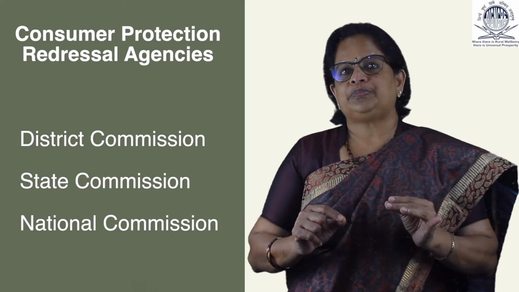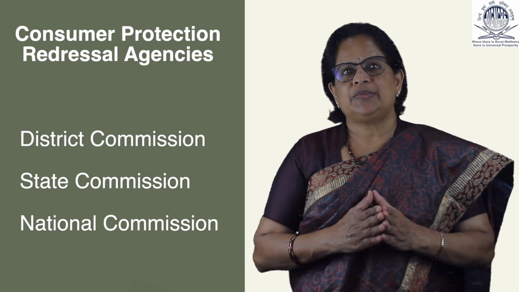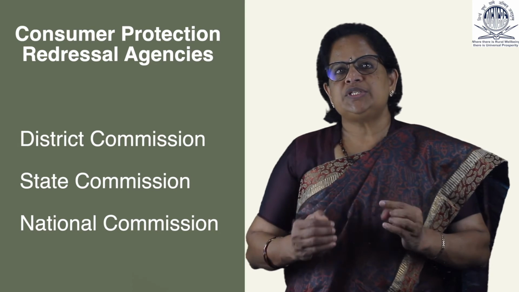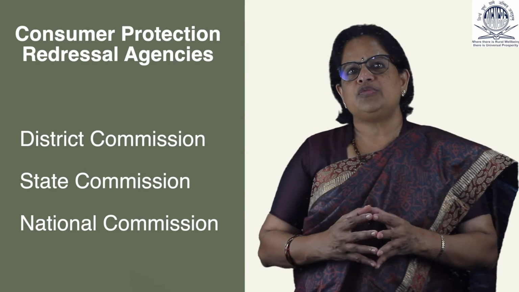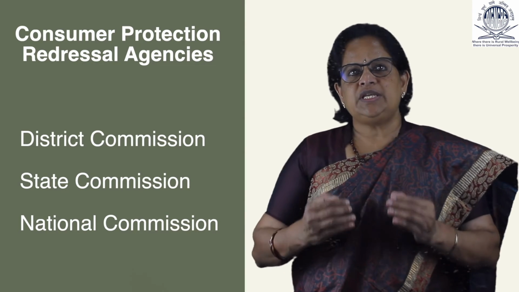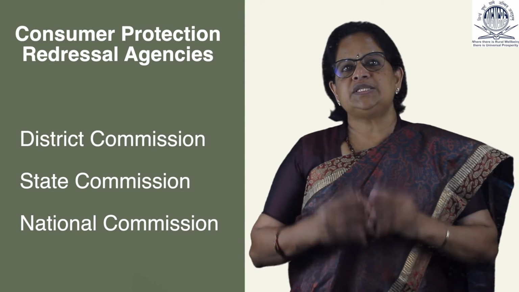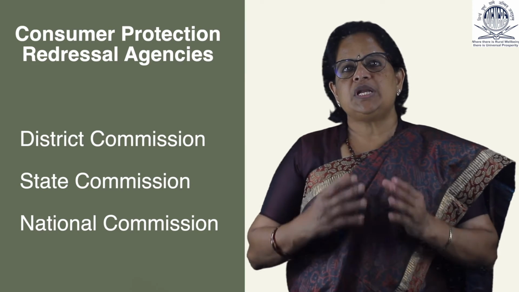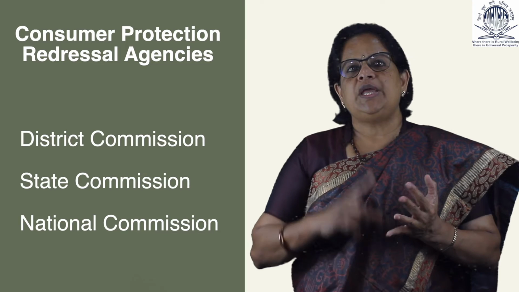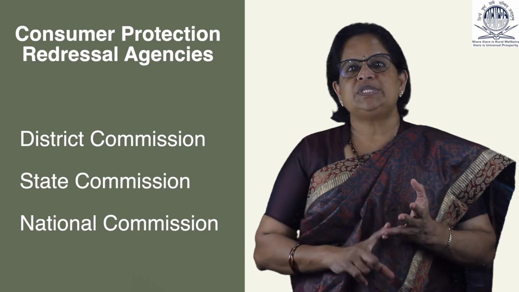Now let us see how the state commission is constituted. The state government establishes a state commission under section 42 subsection 1 of the Act in the state through the notification, and can even establish regional branches if it thinks fit. Each state commission shall consist of one president and not less than 4 members, and a maximum of as many members as required.